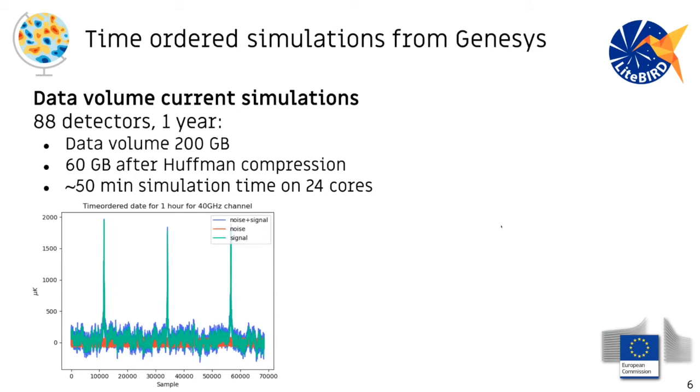So now for some data volume numbers. This is the data volume for the simulations. So with my simulations, I have 88 detectors in 1 year. The total data volume is approximately 200 gigabytes. And after Huffman compression, it's 60 gigabytes. And here you can see on this figure the temperature as a function of sample number. So this is the time-ordered data for 1 hour for the 40 gigahertz channel. The red is the noise, and then green is the signal from both the foregrounds and the CMB.